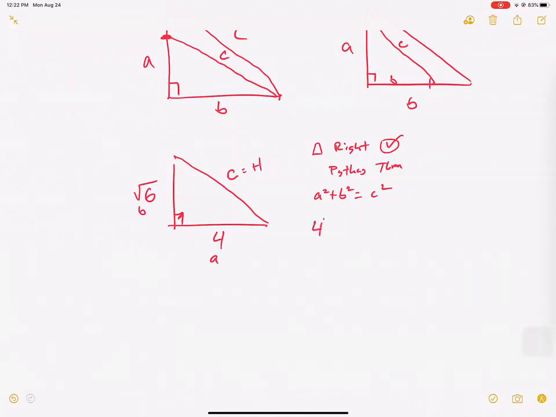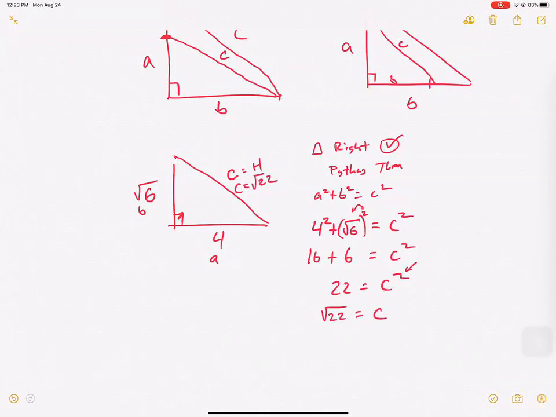So I can write 4 squared plus the square root of 6, parentheses squared, is equal to c squared. 16 plus, now again, the square and the square root cancel each other out, which is making my life a lot easier, equals c squared. 16 plus 6 is 22. We take a square root of both sides. The opposite of a square is a square root. We don't need the negative version because we're not going to have a negative side here. Now, we can write c is equal to the square root of 22.